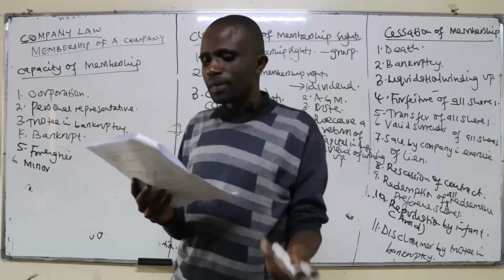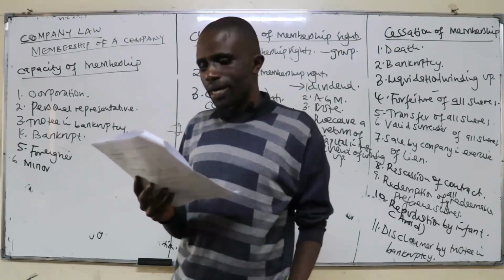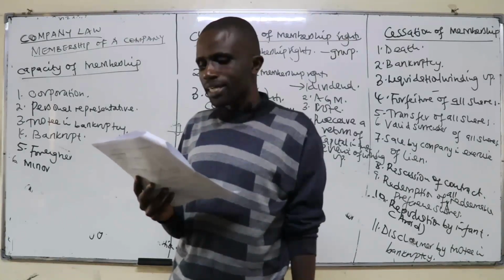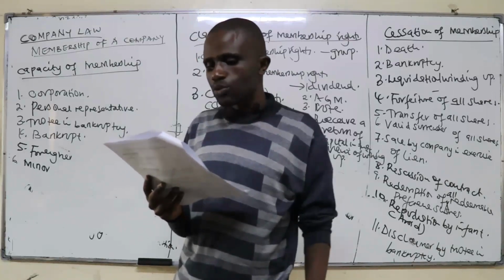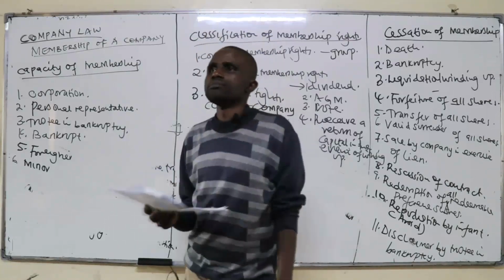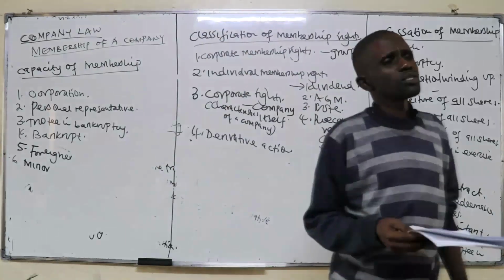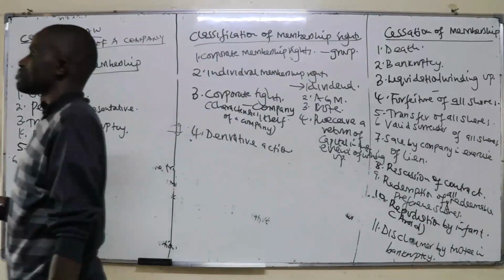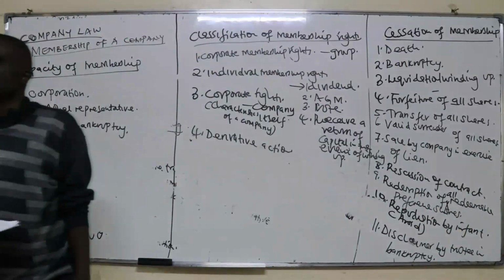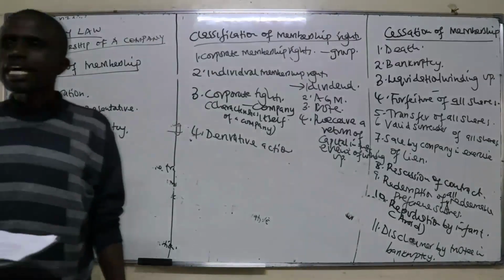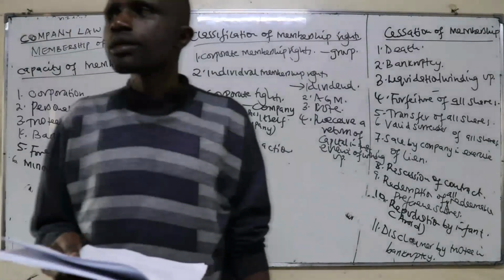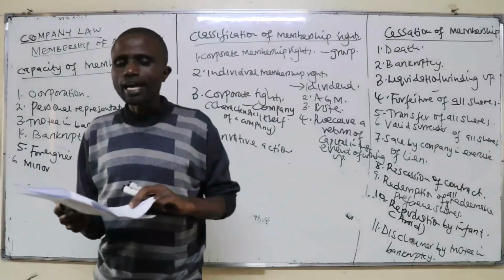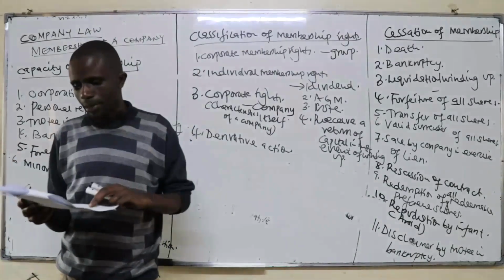Definitely it has the name and address of members, shares held by each member, amount paid or agreed to be paid by each member, date at which one became a member, and date at which one ceased to be a member. Don't forget, if I am asked tomorrow, contents of the register of members: name of members, shares held by each member, date at which one became a member, date at which one ceased to be a member, and amount paid or agreed to be paid by the members.